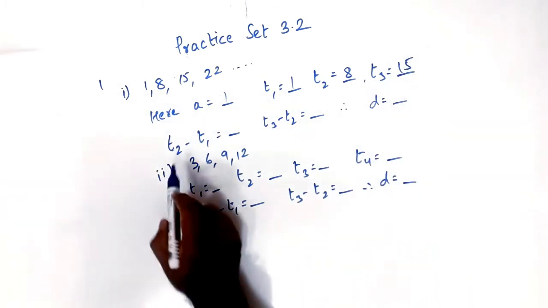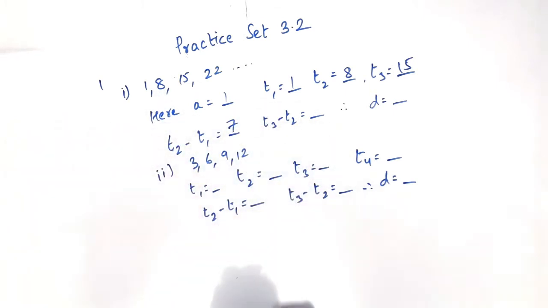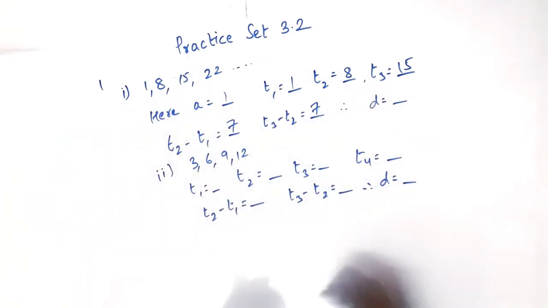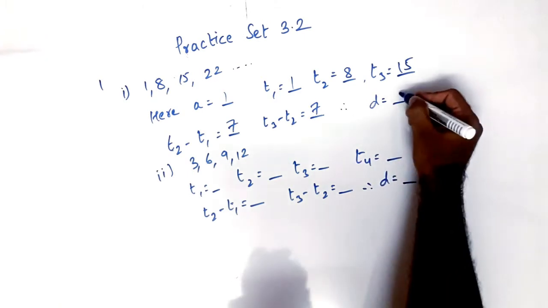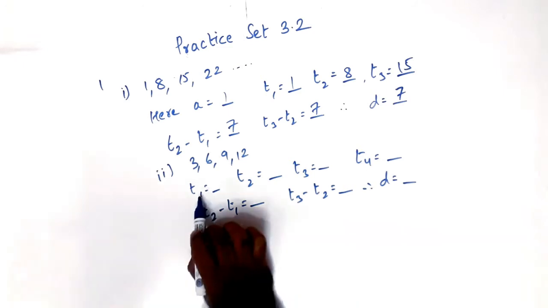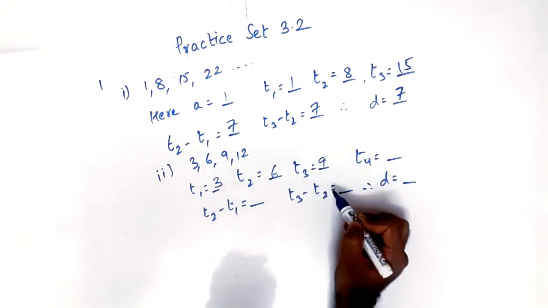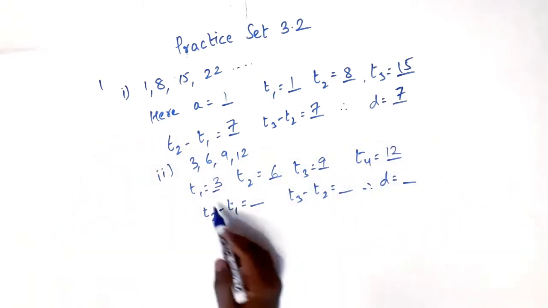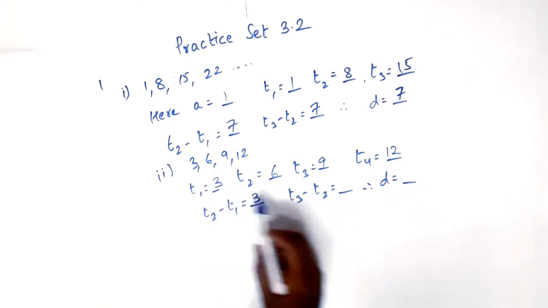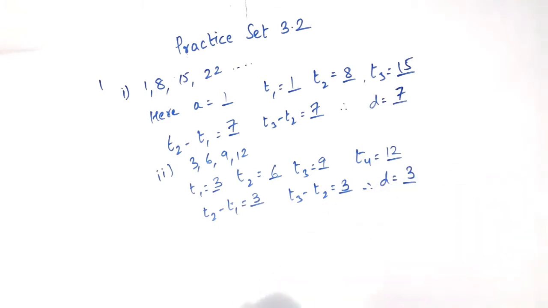Now T2 minus T1 is 8 minus 1, so I'll write here 7. What is T3 minus T2? 15 minus 8, so that is 7. So that means therefore D is equal to 7. Then T1 here is 3, T2 6, T3 9, T4 12. T2 minus T1 is 6 minus 3, so that is 3. T3 minus T2 is 9 minus 6, so that is 3, and therefore D is 3.